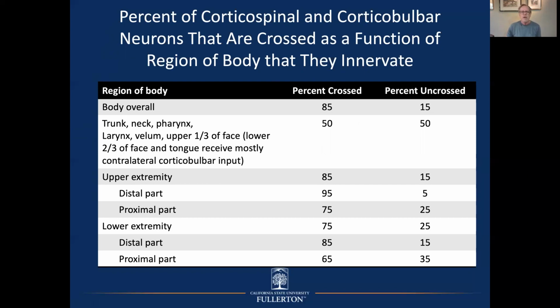What's different? The lower 2/3 of the face and the tongue receive mostly contralateral cortical bulbar input. You think of those more in the conceptual category of the extremities. The extremities get most of their cortical spinal input from the opposite side of the brain. The lower 2/3 of the face and the tongue get most of the cortical bulbar input from the opposite side of the brain.